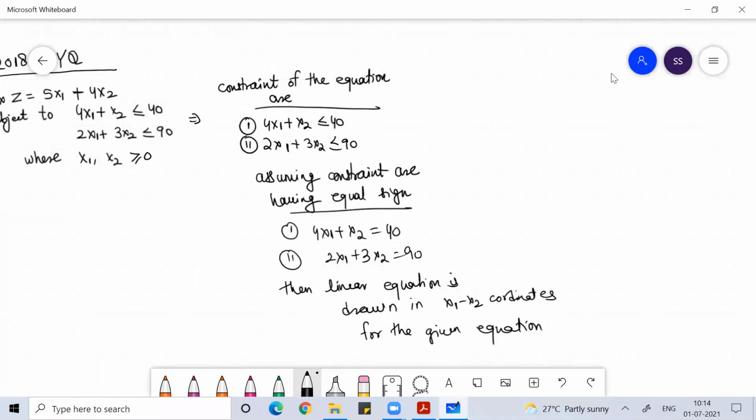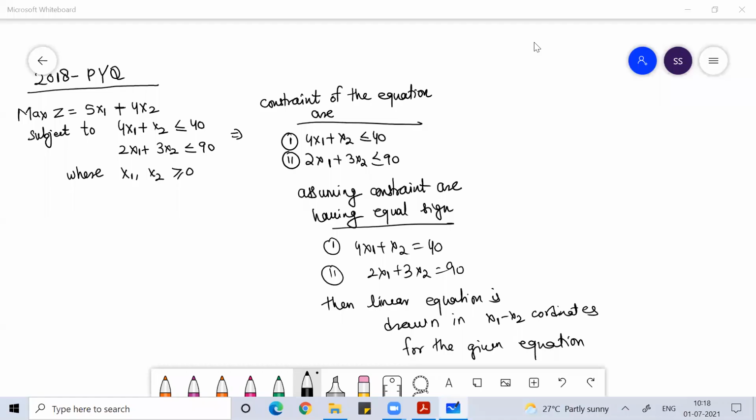So we'll remove the inequality sign from the constraint and make it equal. Then we'll try to find the coordinates and draw the graph for this. Everyone, please try this. So I can find the coordinates, right?